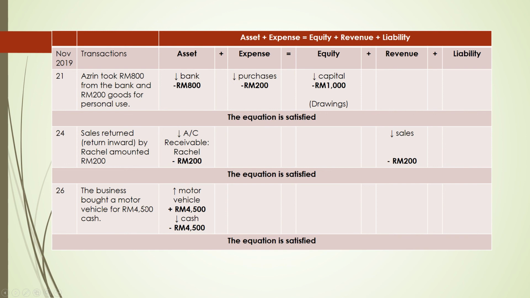26. The business bought a motor vehicle for 4,500 ringgit cash. So, business bought a motor vehicle. Motor vehicle is asset. Therefore, asset increase 4,500 ringgit. Business bought the asset by using cash. Cash is also asset. So, asset decrease by 4,500 ringgit. So, positive means increase, negative means decrease. So 4,500 ringgit minus 4,500 ringgit equal to 0 for this side, and for another side equity, revenue, liability are also 0. Therefore, the equation is satisfied.